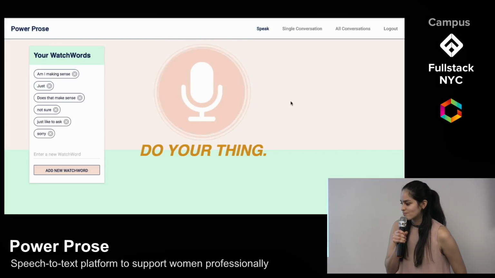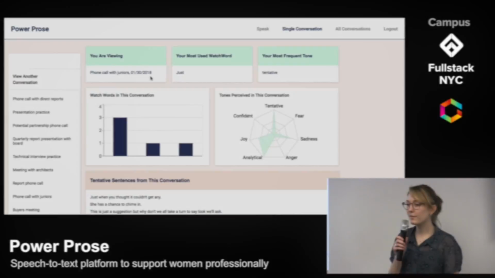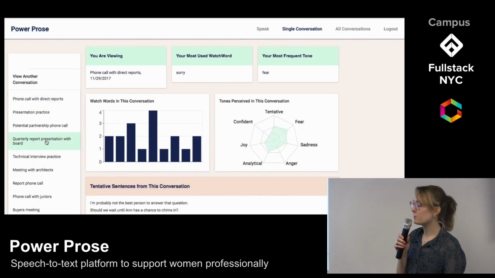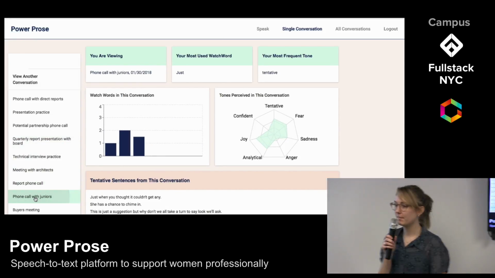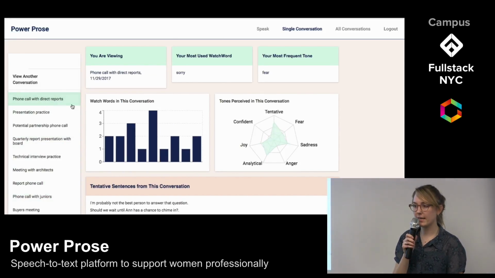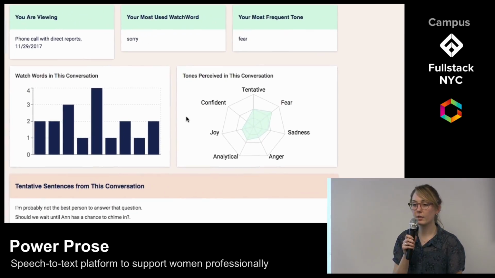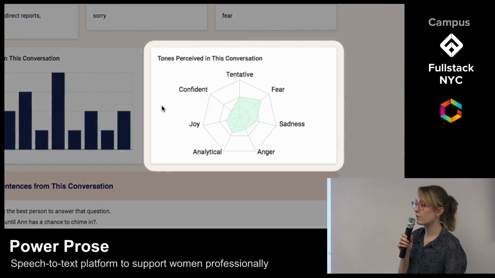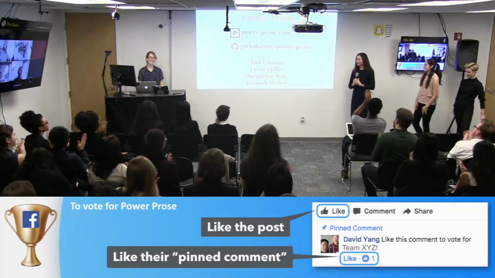Okay, great. Thanks, everyone. When she ends her call, she can see each time she's used a watchword and something we call snippets. Here, the user can view information about watchwords spoken and tones perceived in each conversation she's recorded. In addition to the speech-to-text API, we also use Watson's Tone Analyzer API. It uses linguistic analysis to detect a range of tones, like confidence, joy, and tentativeness.